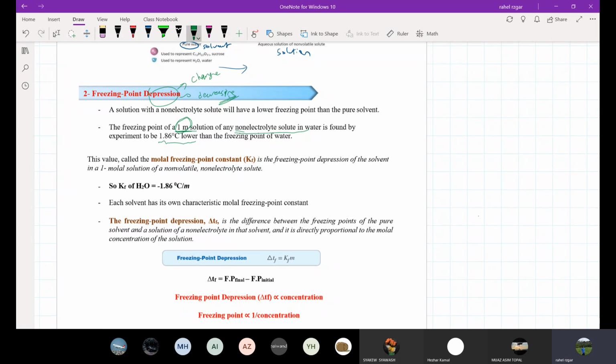It means that water freezes at 0 Celsius. So pure H2O freezes at 0 Celsius. But 1 molar H2O with solute will freeze lower, by 1.86. So the change is 1.86 Celsius lower. So it will freeze at -1.86 Celsius.